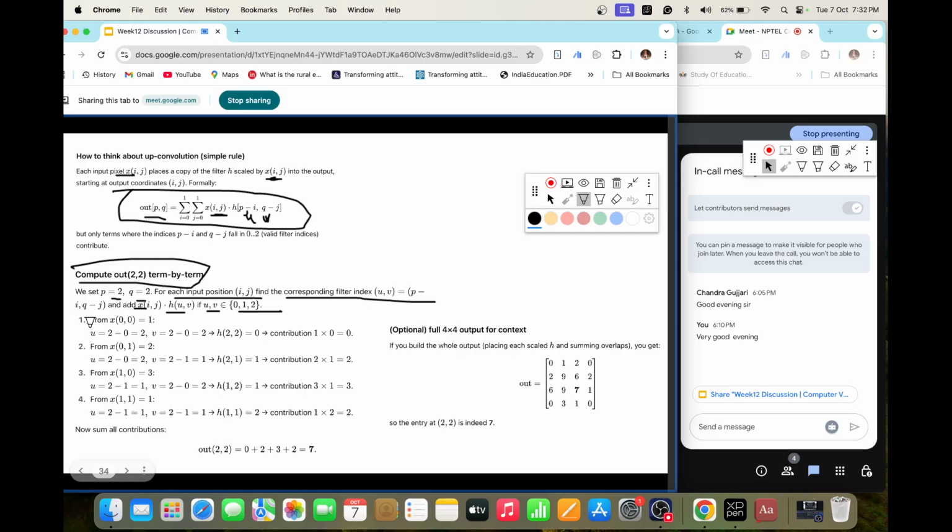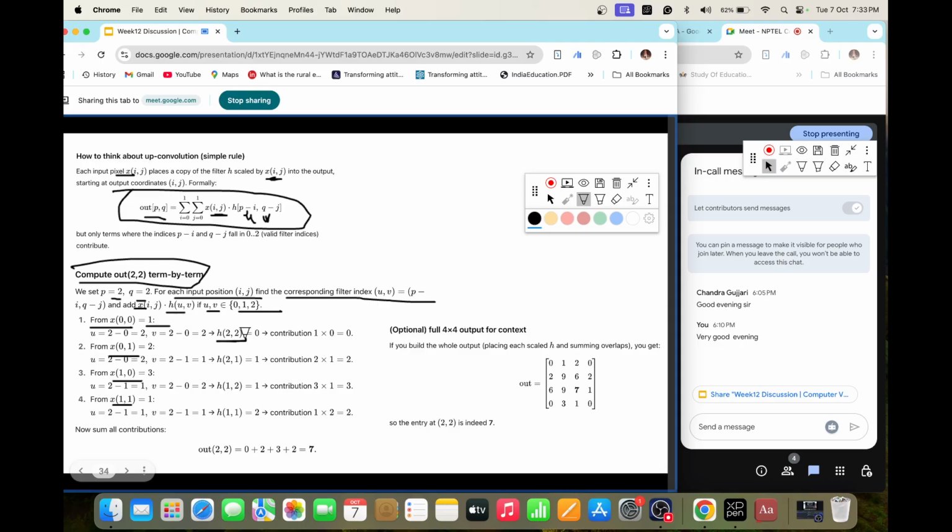So how will we calculate? First we will take x, because for x we have 4 indices: 0 comma 0, 0 comma 1, 1 comma 0, and 1 comma 1. We will check these first, x 0 comma 0, x 0 comma 1, x 1 comma 0, x 1 comma 1. So for x 0 comma 0, our index i comma j is 0 comma 0, and we already have p q as 2 comma 2, so p minus 0, q minus 0 will be equal to 2 comma 2 only.